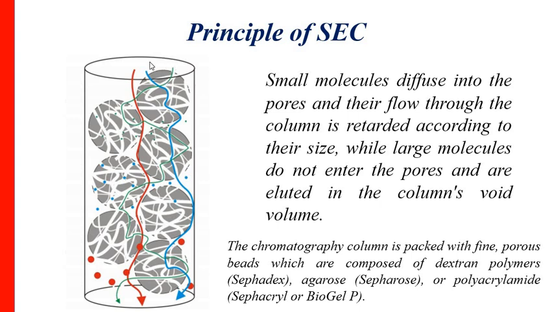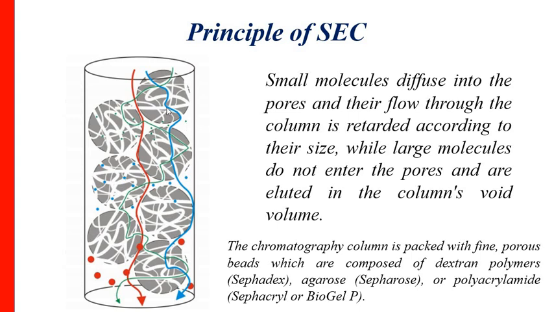Now, when we add a mixture comprising protein molecules of different sizes, the large sized molecules cannot pass through the pores of the beads. So, they come out of the column first and do not face any resistance while passing through the column, while the small molecules diffuse in the pores, as is shown by the blue or green lines.